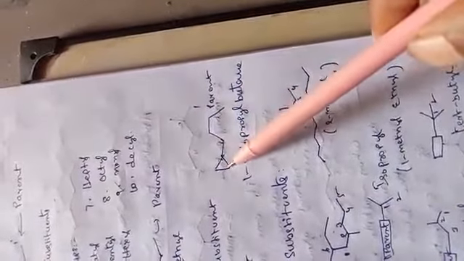Similarly, for example, a cyclopropane ring is there, but this chain is 1 2 3 4, four carbons, while the cyclic ring contains only three carbons. We need to consider the highest number of carbons, four. That's why the cyclopropane ring is the substituent. So what is the IUPAC name? 1-cyclopropylbutane.